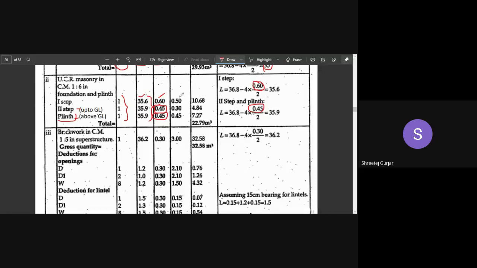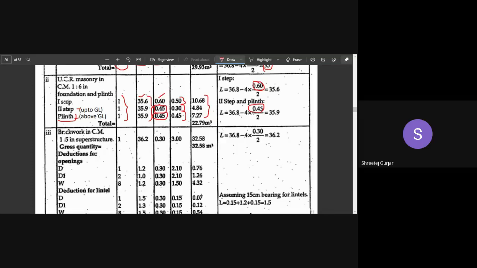Coming to your height, in your section the height of your first step is 0.5, the height of your second step up to ground level is 0.3, and above ground level the height of your step is 0.45. That is how you divide your height. Multiplying all these three values, you get your calculation of UCR masonry in foundation and plinth. I hope this is clear. This is very easy, nothing complicated about this calculation.